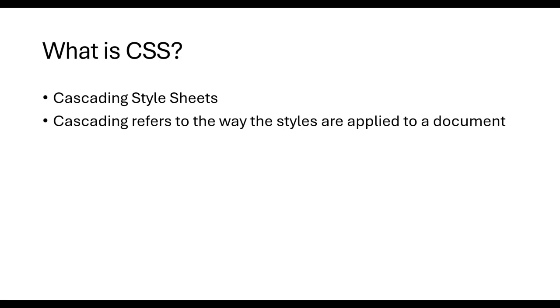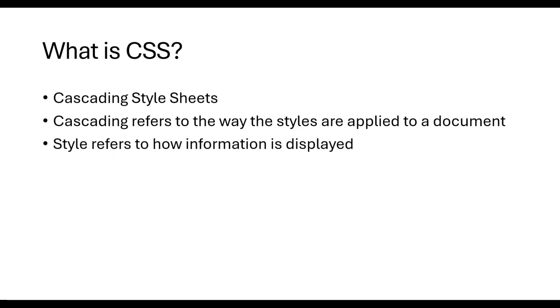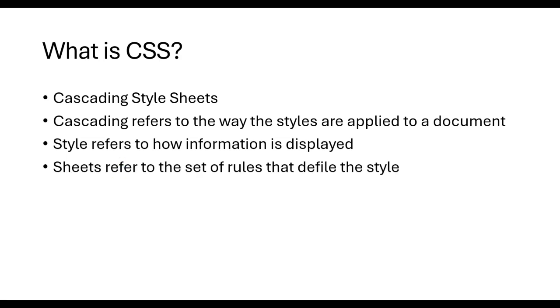So we'll look at this word by word. So cascading refers to the way the styles are applied to a document. Typically, the last thing that you put into your style sheet will override anything else that's put into the document. Now, style refers to how the information is displayed. And sheets, this goes back to that set of rules that define the style.